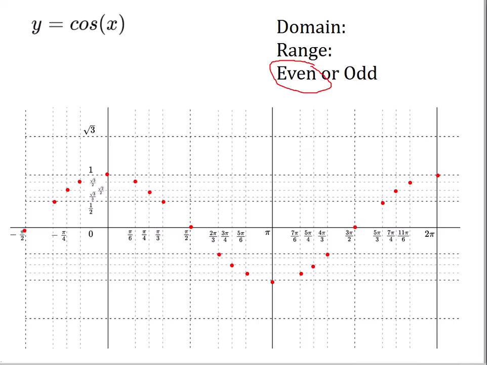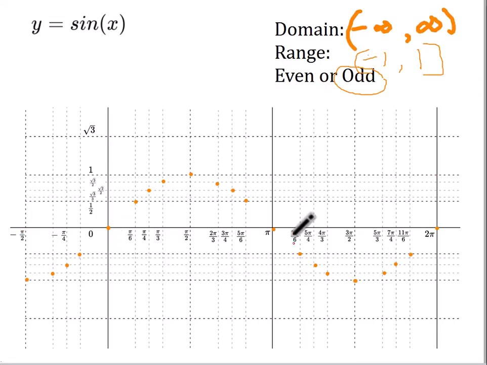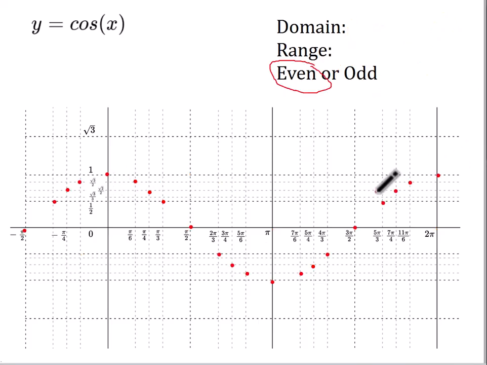If you go back and forth between these graphs, they look really similar. They are very, very similar graphs. They are just shifted left or right from each other. It's going to keep going forever and ever and ever. My domain of this is also going to be negative infinity to positive infinity, and the range is going to go negative 1 included to positive 1 included. So those are my two graphs for sine and for cosine.